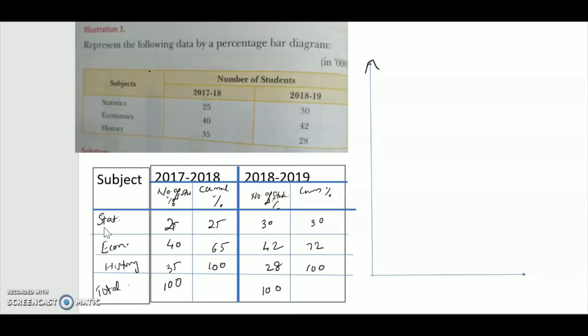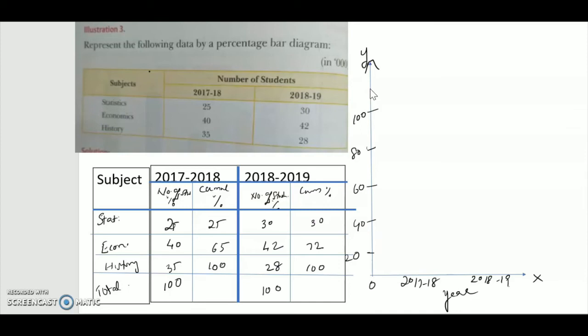Now we can plot this in a graph. This is the y-axis, here it is the x-axis. In the x-axis, year we have to represent, that is 2017-18 and here 2018-19, and the total value is always 100, as I told. So it's better to take the measurements as 20, 40, 60, then 80, 100.